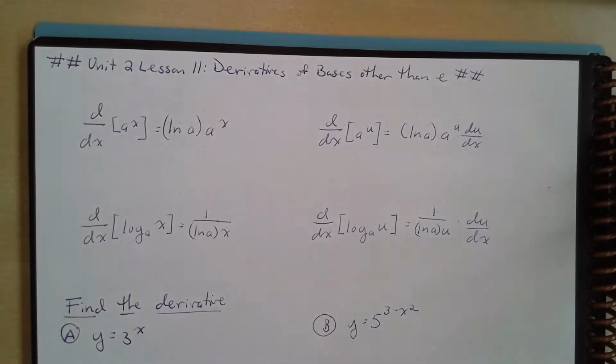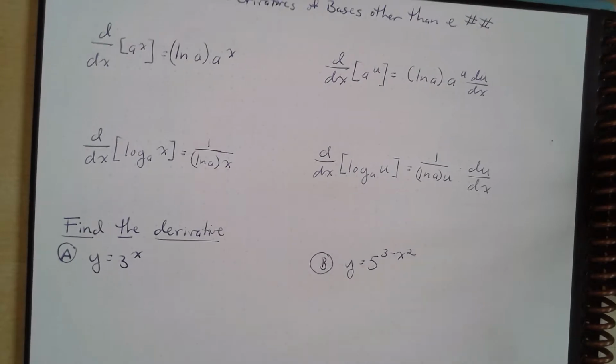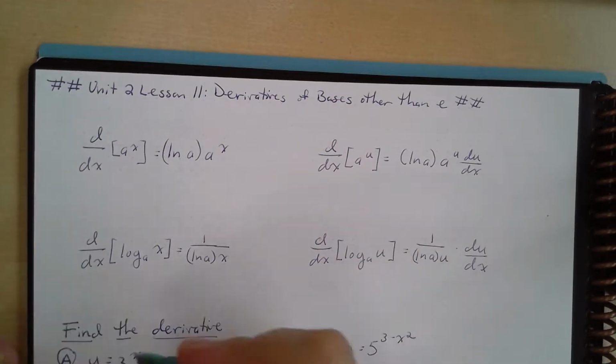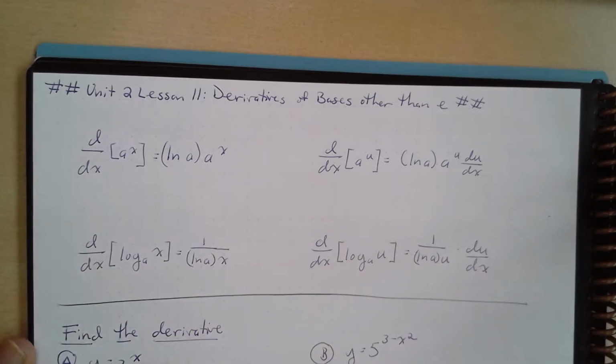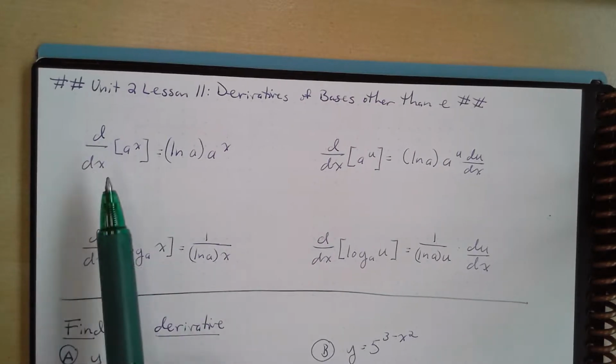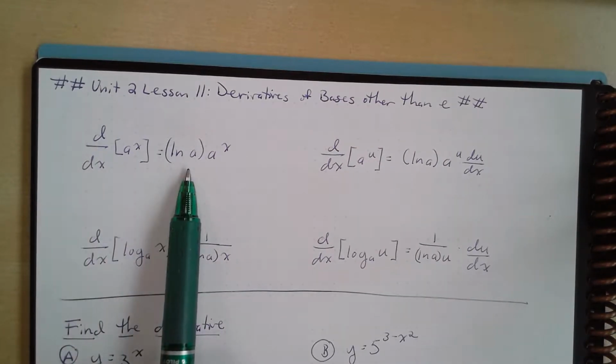Hi, so today we want to talk about derivatives of bases other than e. And up here at the top, I've written what our general derivative rules are for these. So let a be a positive real number where a cannot equal 1, and u is a differentiable function of x. Here, the derivative of a to the x is just the natural log of a times a to the x.